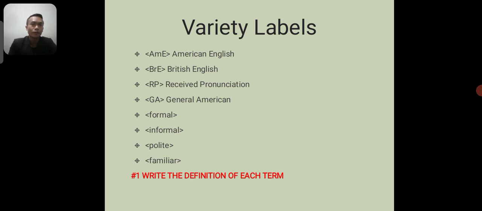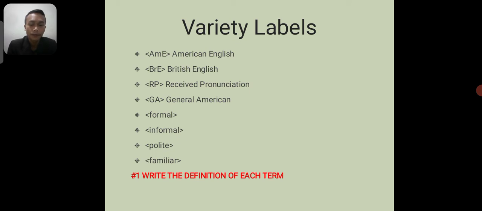Okay, now we have variety labels. First, American English. American English means English which is used by America or the United States. And then British English means English which is used by Britain or the United Kingdom. And then received pronunciation. Received pronunciation is typically British accent. And then General American. General American is English spoken by Americans, or American accent.